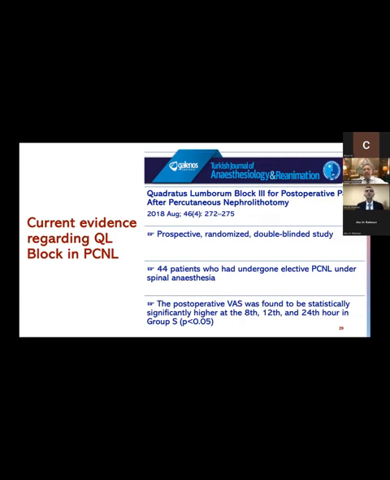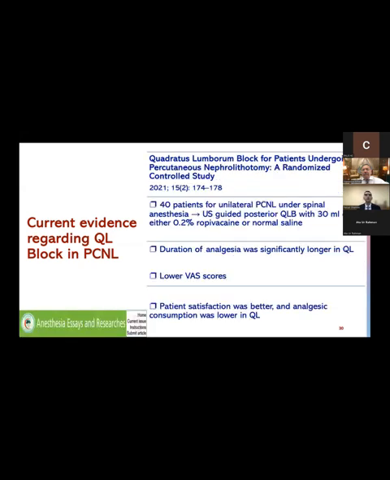In the Turkish Journal of Anesthesiology in 2018, a prospective randomized double-blinded study of the quadratus lumborum block 3, the transmuscular or anterior QL block, included 44 patients who had undergone elective PCNL under spinal anesthesia. The postoperative visual analog score was found to be statistically significantly lower at the 8th, 12th, and 24th hour in the group where this block is performed.